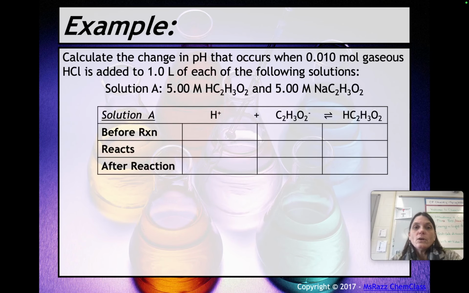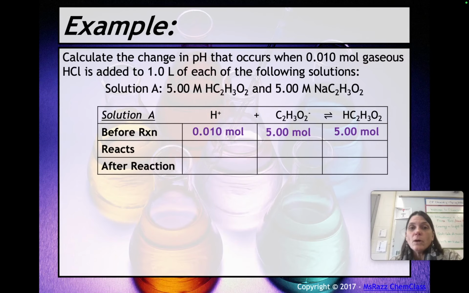The first one says we're going to add 0.01 mole of gaseous HCl. In other words, we're just adding HCl straight into the system, and we're going to figure out what happens. When we add the H+, this shouldn't be an equilibrium arrow. This should be a one-way arrow. I've got to go back and fix this PowerPoint.